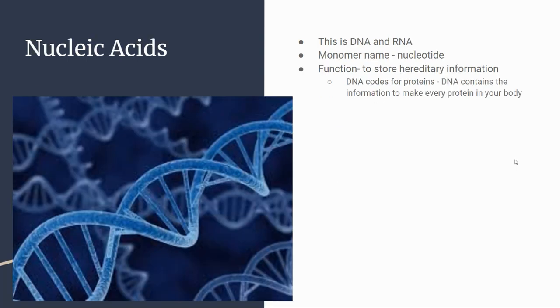And the last macromolecule is going to be nucleic acids. Nucleic acids are DNA and RNA. The monomer name of nucleic acids is nucleotide, and there's not a polymer name. The function of nucleic acids is to store hereditary information. DNA codes for proteins. DNA contains the information to make every protein in your body, which in turn is going to make your body function the way that it's supposed to.